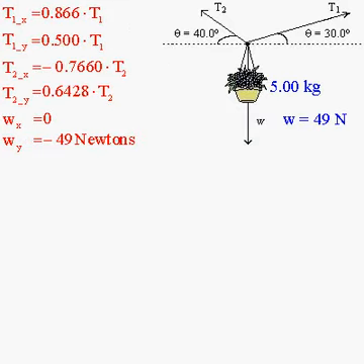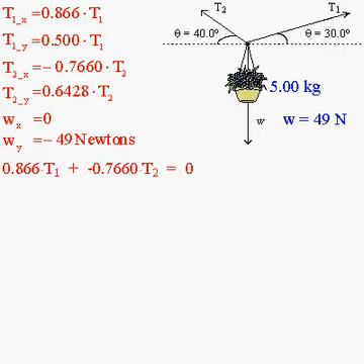Now let's look at each dimension and sum up the components so that they all equal 0. In the x dimension, T1x is 0.866 T1. T2x is negative 0.7660 T2. And the weight's 0. So 0.866 T1 plus negative 0.7660 T2 have to sum to 0. Alright, well this equation has two unknowns in it, but we'll go ahead and solve for one of the unknowns in terms of the other.